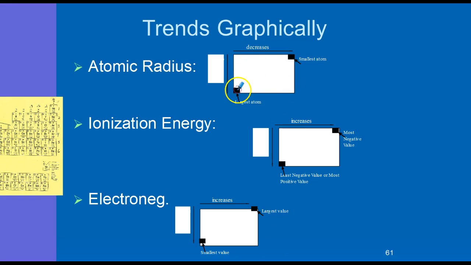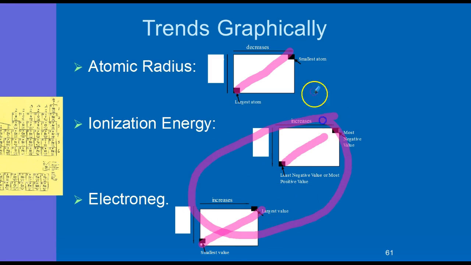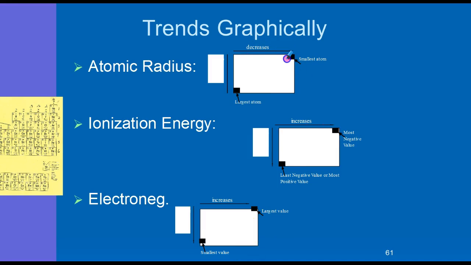So atomic radius decreases as you go that way. Ionization energy and electronegativity increase as you go that way. So these two are the opposite of this one. That's what I remember. I just remember atomic radius is small up there. So anytime you take a step down, the radius gets bigger. Anytime over here you take a step down, the ionization energy gets smaller.